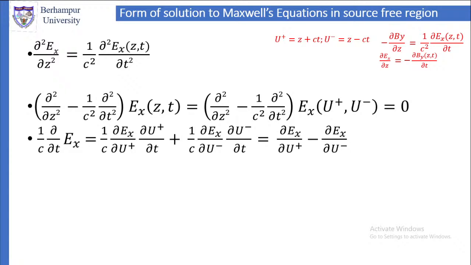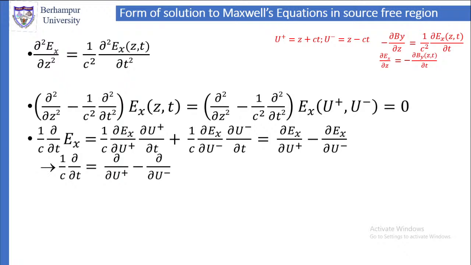Now you know dou u plus by dou t is equal to c, dou u minus by dou t is equal to minus c. So putting c for dou u plus by dou t, that cancels out the c in the numerator. Similarly, putting minus c for dou u minus by dou t, c cancels out in the numerator and plus becomes minus. So accordingly it becomes dou Ex by dou u plus minus dou Ex by dou u minus.